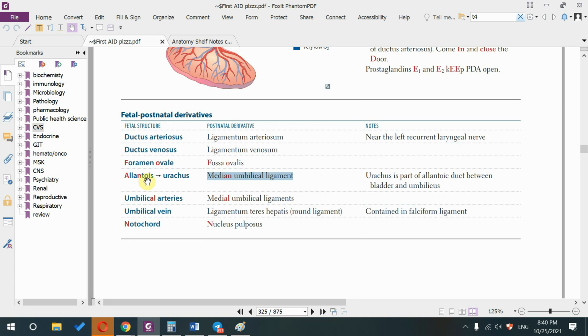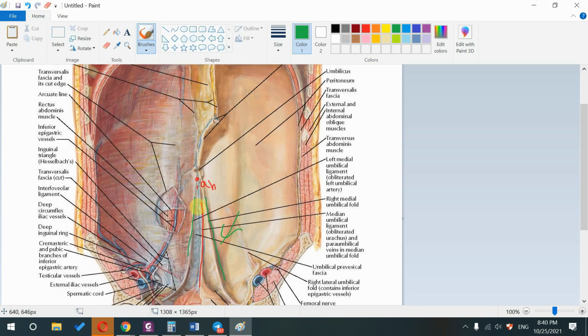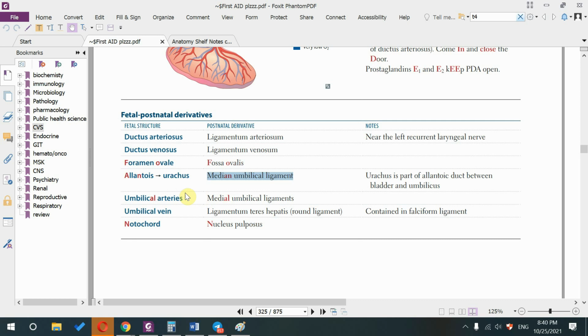And remember, you only have one allantois in your body. Yes, the one that was connected to the bladder. So you only have one. That's why you have only one median ligament. While the median umbilical ligaments, with an S, it's 2 of them.